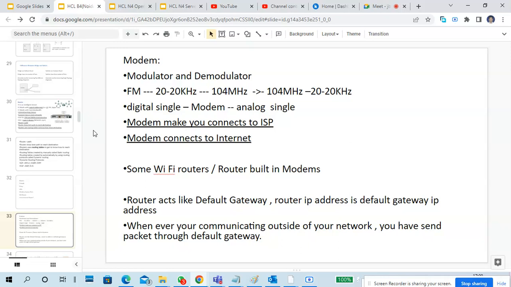Maybe your data should be transferred to telephone lines, or maybe data we want to transfer to fiber optical lines. So compulsory data conversion may be required. So we use a modem. Also, a modem makes the connectivity.